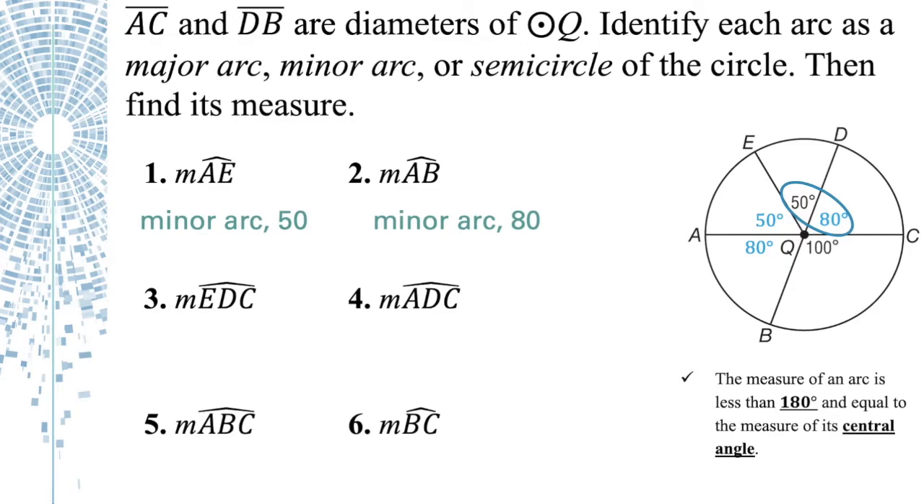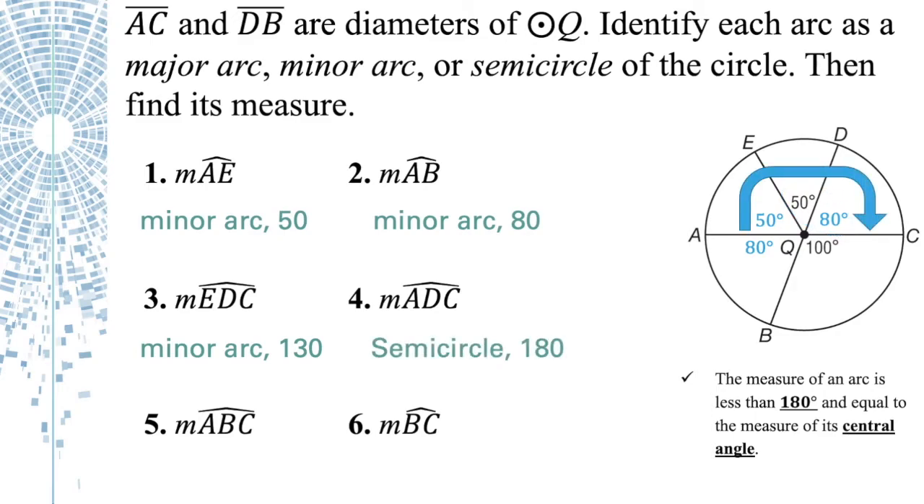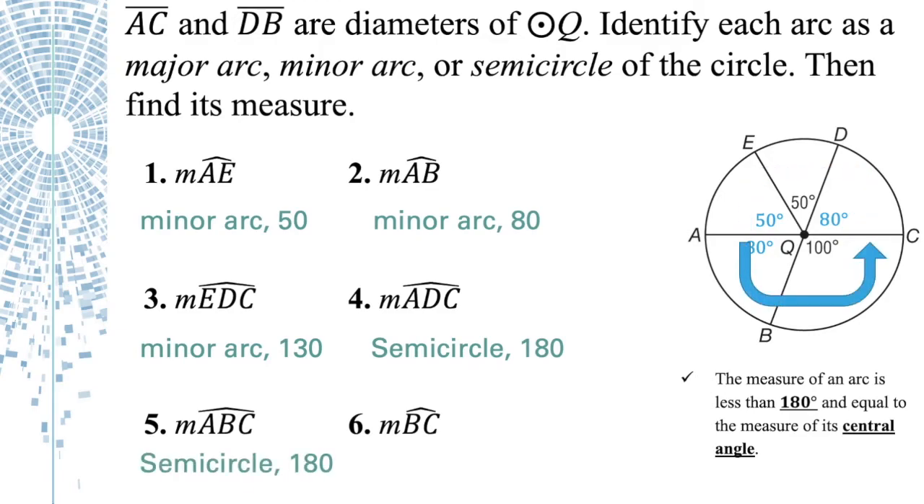Now, EDC, that central angle is combined from 50 and 80, so that's 130. That's also a minor arc, and its measure is 130. ADC, that's a semicircle, measure 180. ABC, also a semicircle with a measure of 180. And BC, its central angle is 100 degrees, so it's a minor arc of 100.